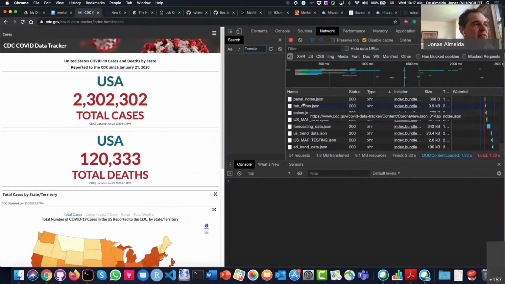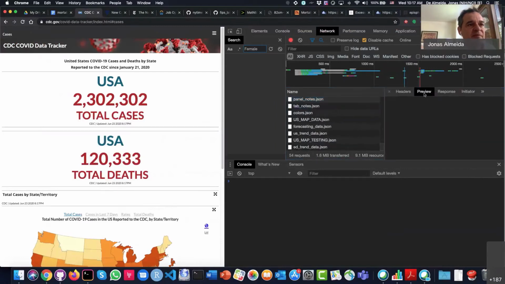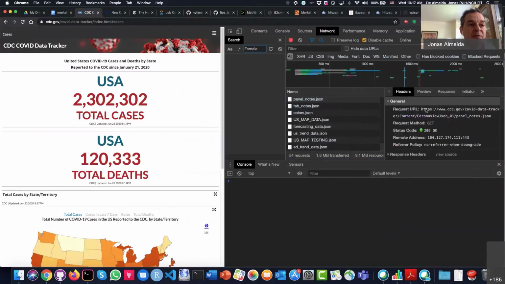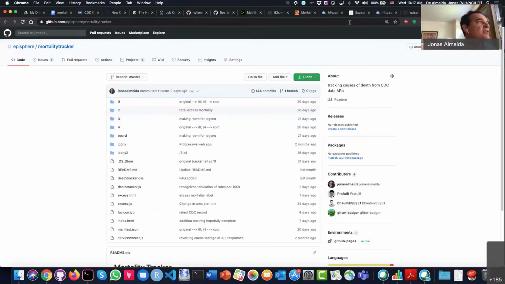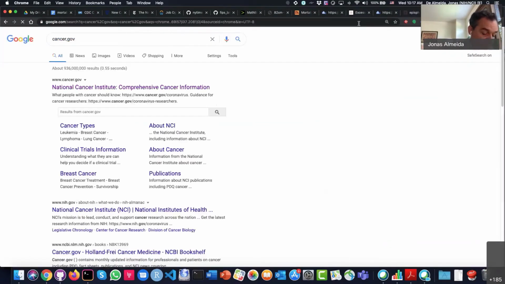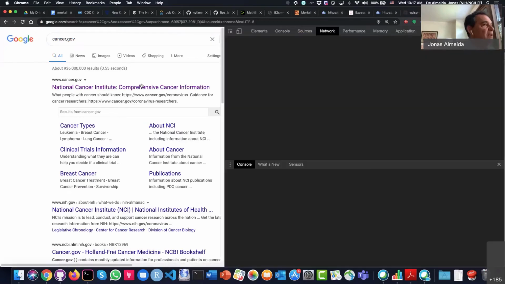Let's get some data. Oh, there it is. We are going to find something for sure here. There it is. This means that I could now go to another place and use the same data source. This is a silly one. For instance, cancer.gov. And in another environment, let's open it.